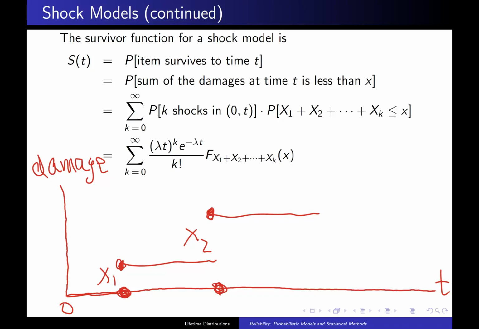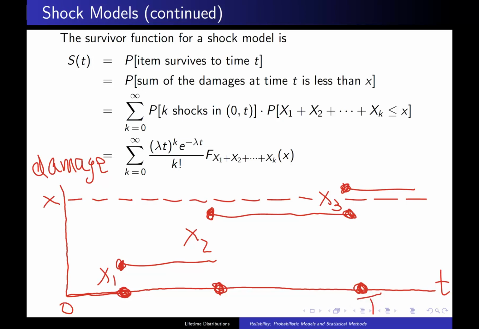And then finally you go along, and maybe at this point right here, you have a third shock. It occurs right here on the time axis. Now that third shock, even though it doesn't cause that much damage X3, there is a threshold. Let's say the threshold for the amount of damage to cause failure is right here. By the way, we're calling this damage level x. If that's the case, then this third shock is the random time to failure T for this particular item.